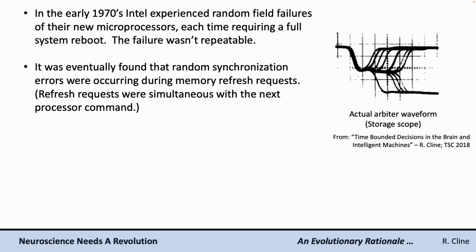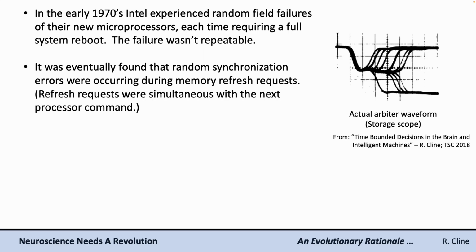So let's go back into history. In the early 70s, Intel released their first microprocessor chips. At that time, they started getting reports from the field that the system would crash, but they couldn't figure out what happened, and they would just reboot it, and it would start up again fine, and they couldn't repeat the failure. It was eventually found a random synchronization error occurred when the memory chip requested a refresh at the same time as a new processor command was issued.